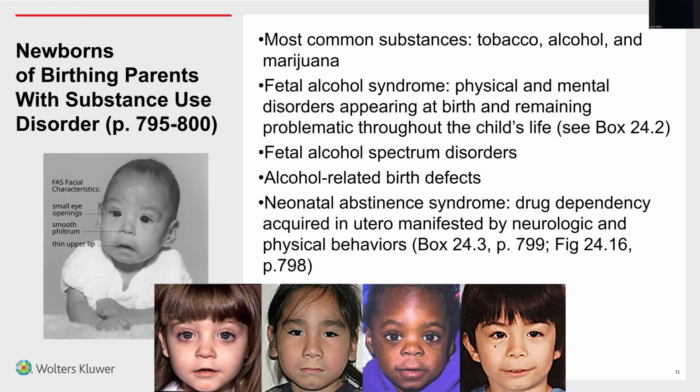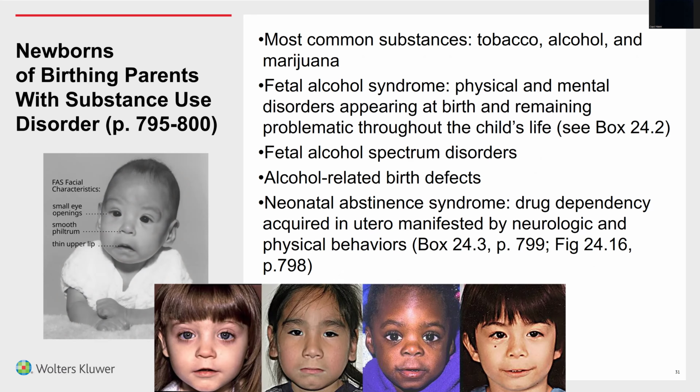These little ones have this physical and mental disorder appearing at birth and remains problematic throughout the child's life due to the abundance of alcohol that's used by the birthing parent. It falls in the line of fetal alcohol spectrum disorders. And these pictures give you some good alcohol related clinical manifestations and birth defects. So, some of the facial characteristics include small eye openings, a smooth philtrum or area between the top lip and the nose, and a thin upper lip.